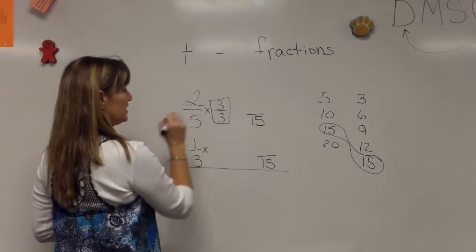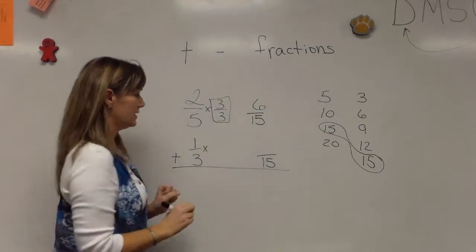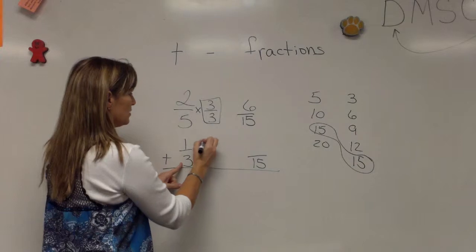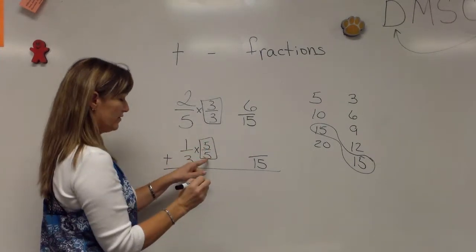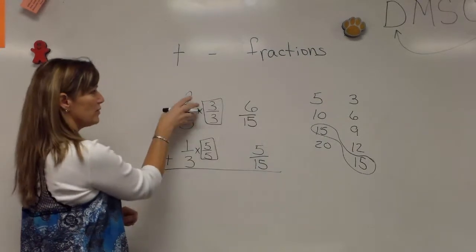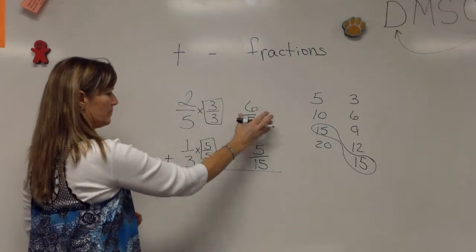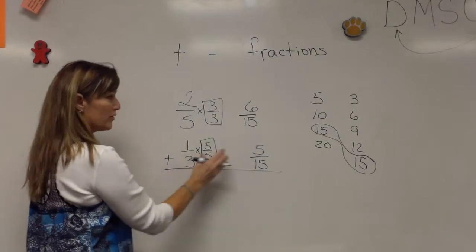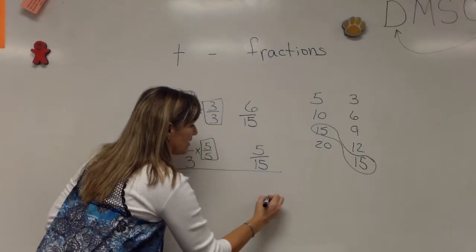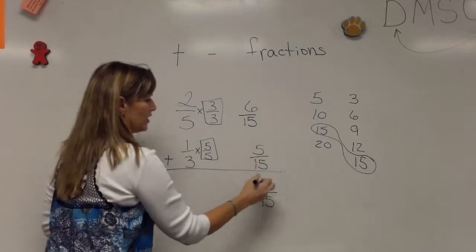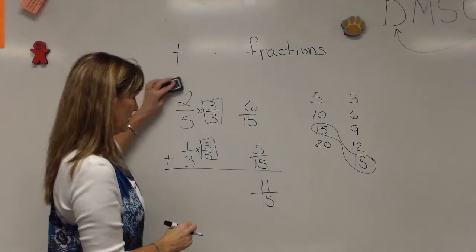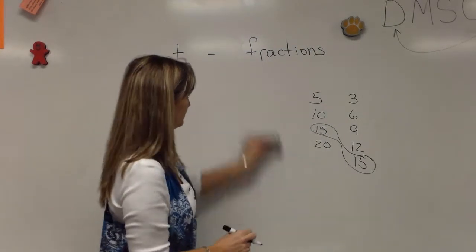Again, 5 times 3 is 15. 2 times 3 is 6. 3 times 5 gives me 15. So I'm going to multiply by 5 over 5. 1 times 5 gives me 5. The same value as 2/5, just looks different. The same value as 1/3, just looks different. They now both have a common denominator. I write that down. And then I'm going to add my numerators, my top numbers, and that will not reduce.